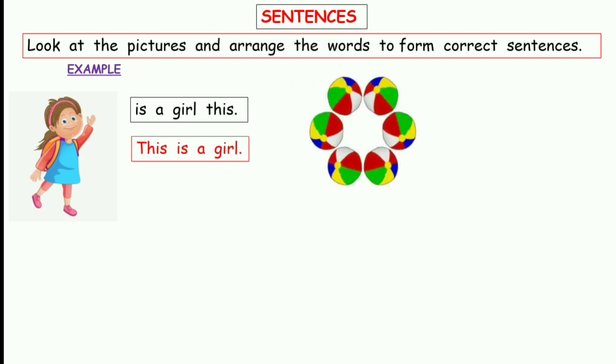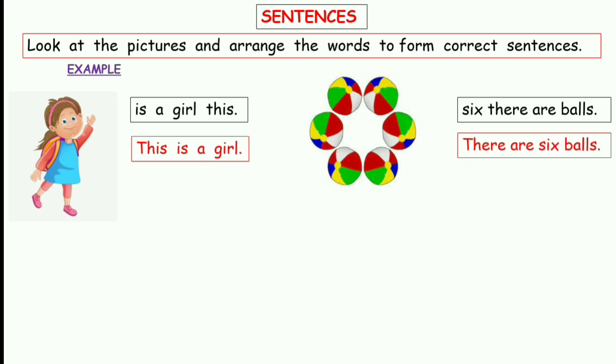Okay, you can see this is a picture of balls. Let's see the words. The words given are: 6, there, are, balls. Once again, this list of words doesn't make any sense. You cannot understand what it means. It's all jumbled. It's not written correctly. So now I am going to write it correctly and then we shall read it.